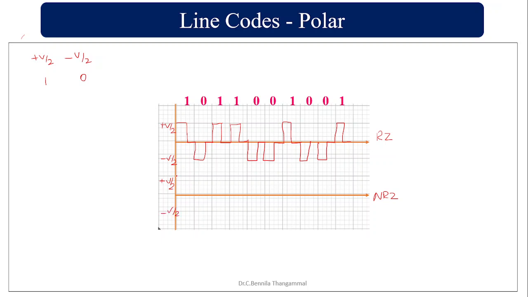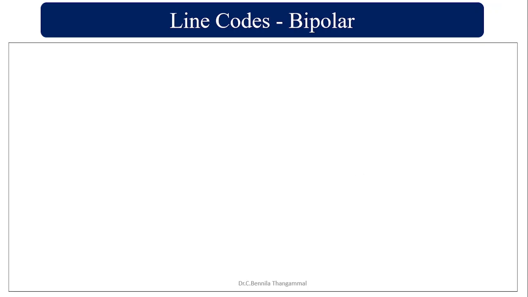And then if it is 1 now, it will be in the plus V by 2. If it is 0 now, it comes back to minus V by 2. If it is 1, plus V by 2. So 1 again. So 0, 0 again. Then 1, 0, again 0 and again it's going to be 1. So this is your polar. Next we'll see the bipolar.